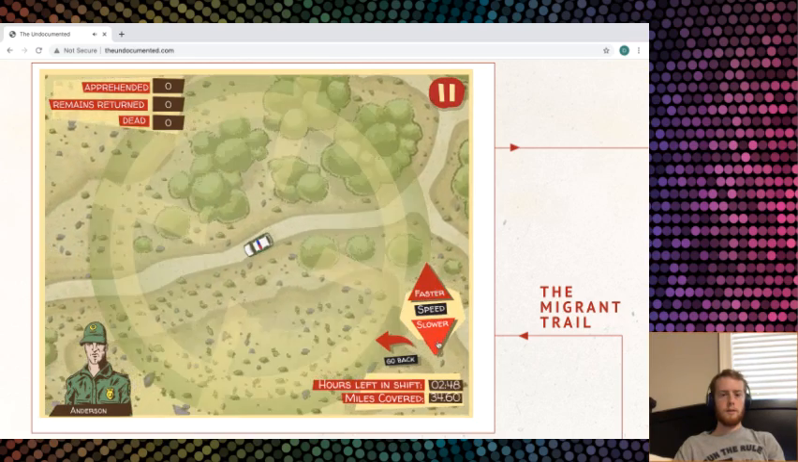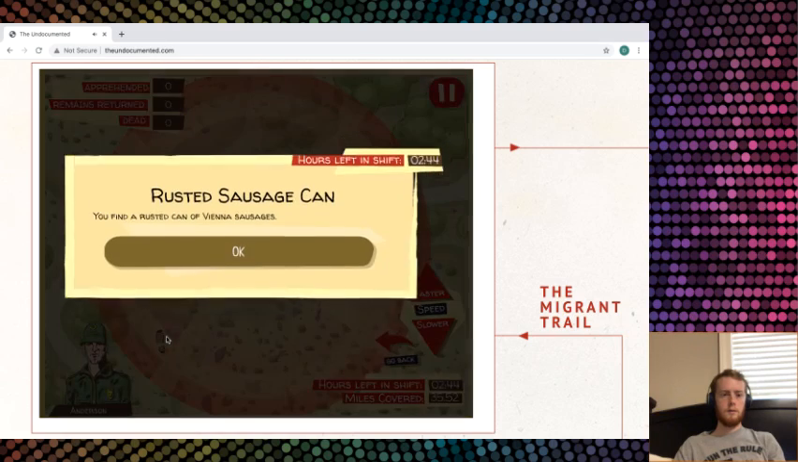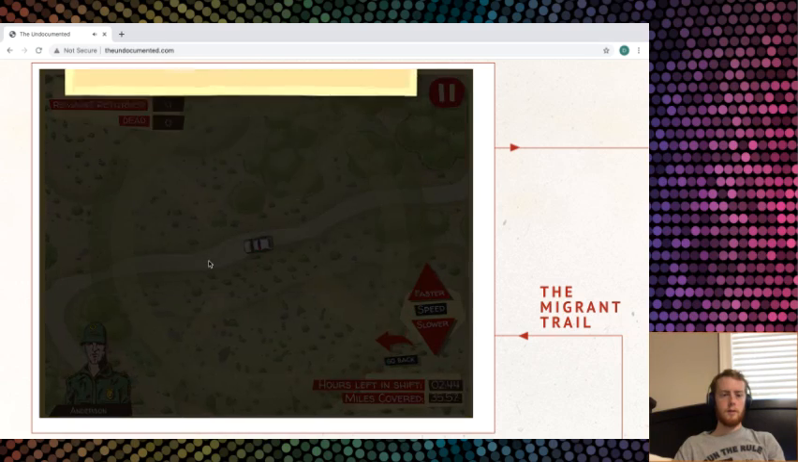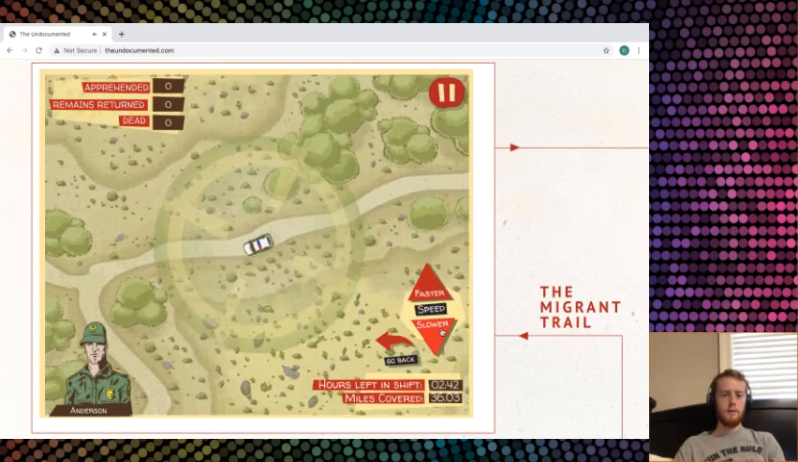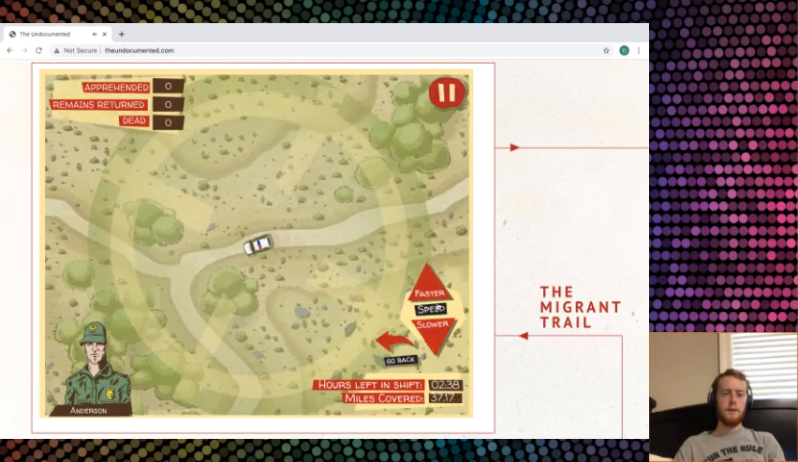Got 2 hours left. Oh, a rusted sausage can. Great. Wonder why I haven't found anything else.